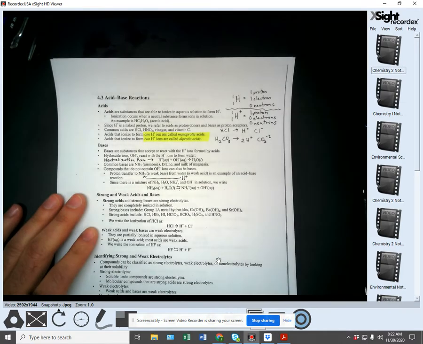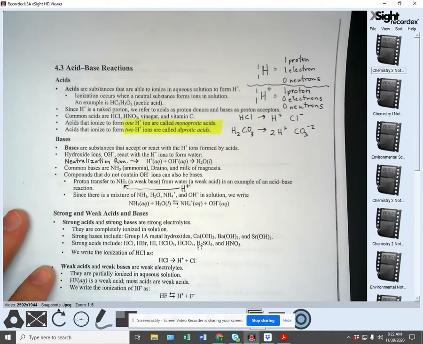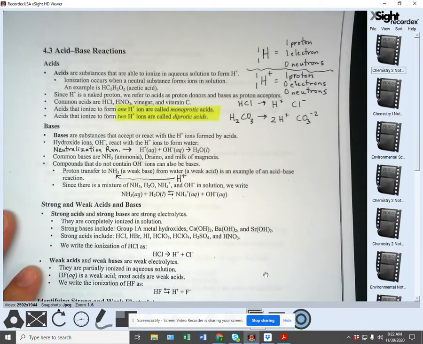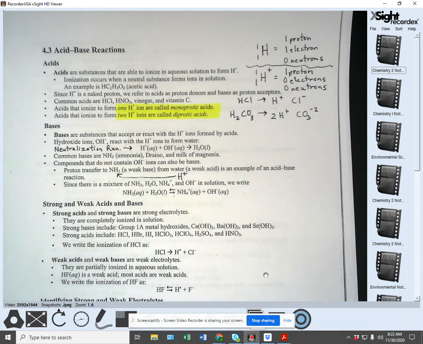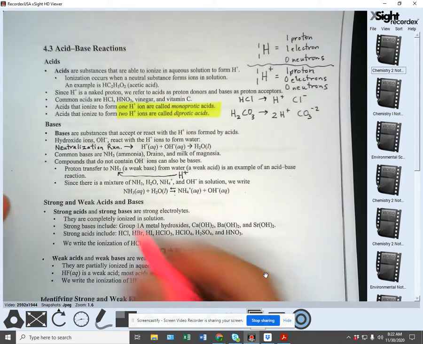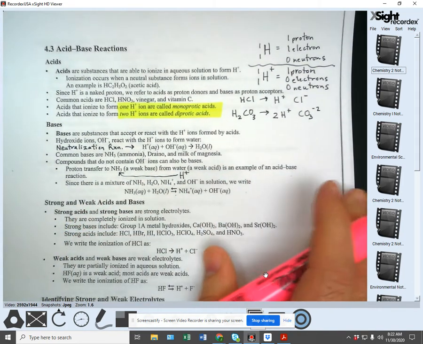Okay. All right. So strong acids and strong bases are strong electrolytes. In other words, they are completely ionized in solution. Okay.